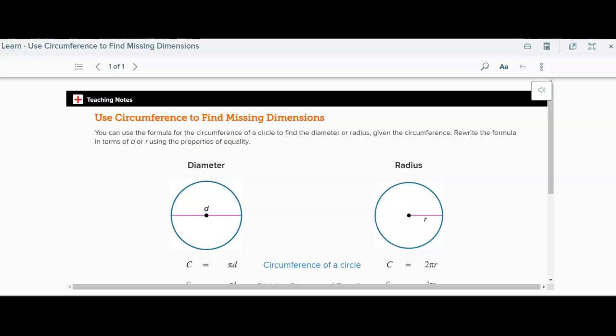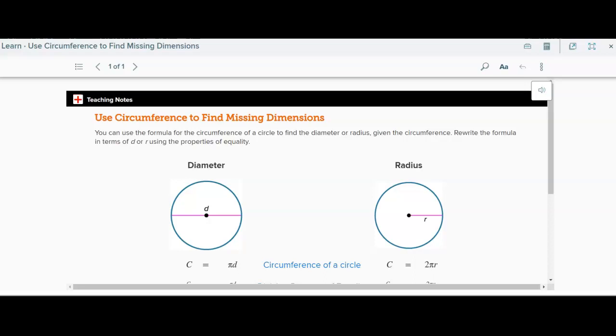Hey guys, since I'm not there in person to finish the notes like I had planned, I'm just going to make this quick video. So turn to page 451 in your books, and we're going to finish the notes for this section so that you can complete the worksheet in class today.